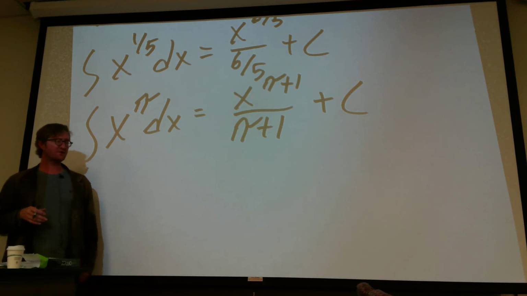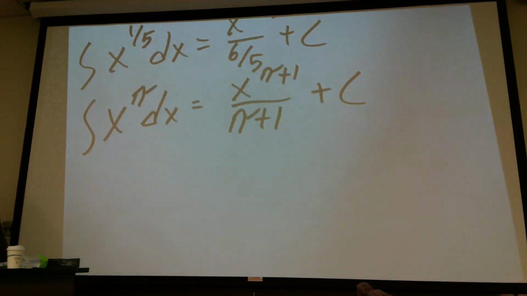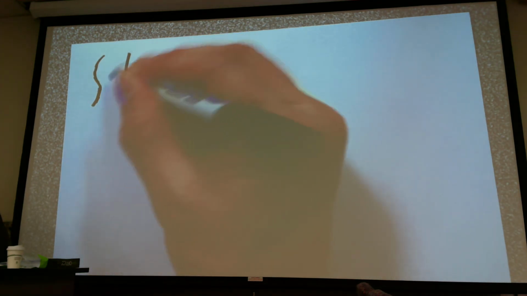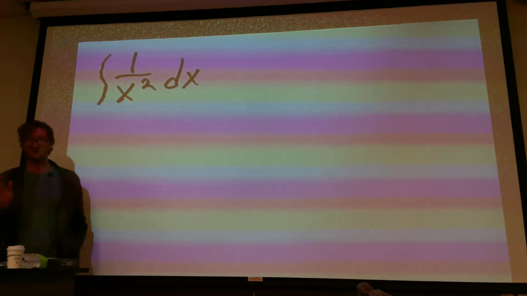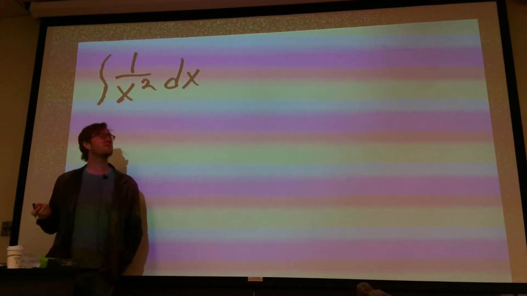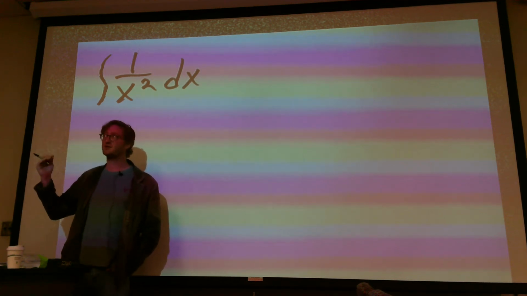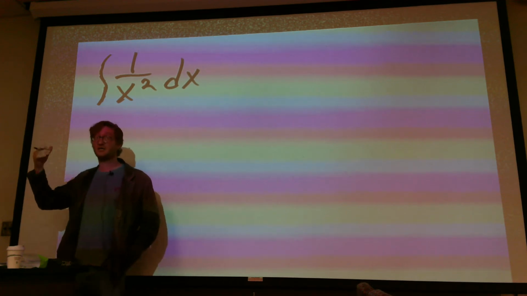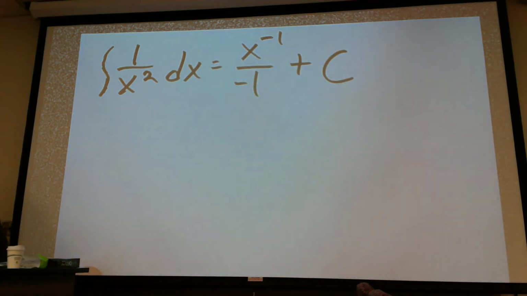But it can go even further than that. Let's say, what about negative powers? Okay, so I said this works as long as n does not equal -1. So what is n in this case? n is -2. So we have to think, we're at -2. I'm going to go up by one number and divide by that number. If I'm sitting at -2 and go up by 1, I'm actually going to be at -1. So this would be x to the -1 divided by -1, just plus c.